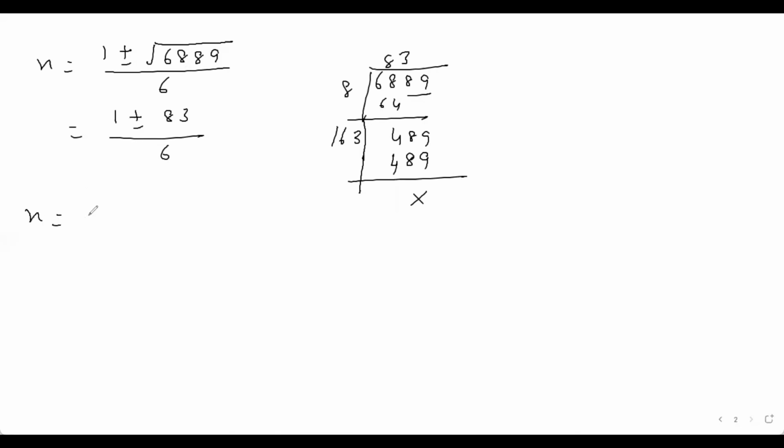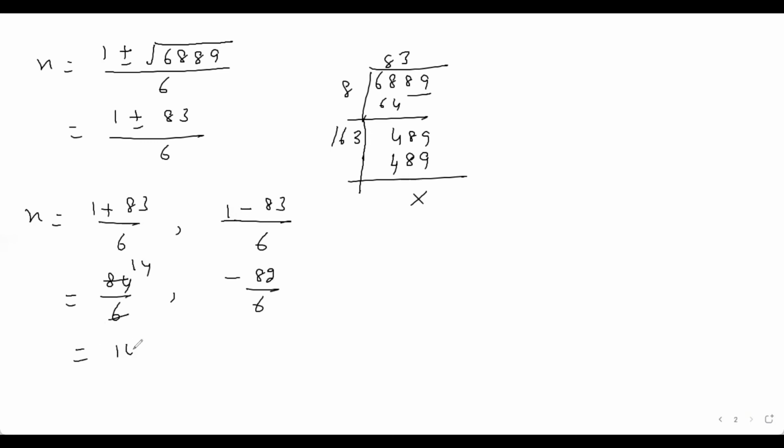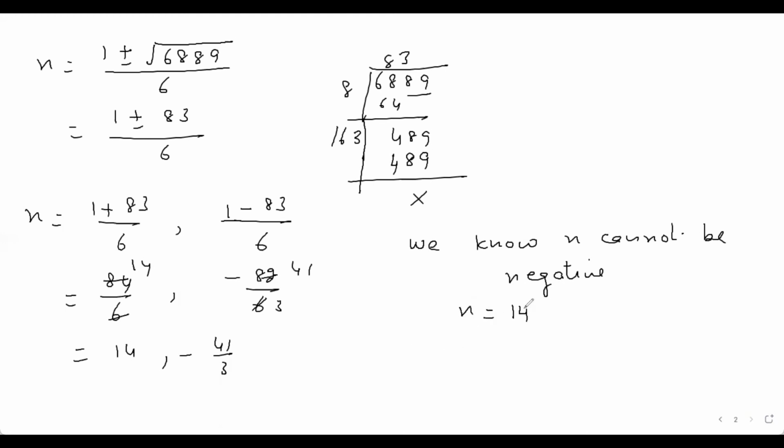It means n is equal to 1 plus 83 upon 6 and 1 minus 83 upon 6. So this is equal to 84 by 6 or minus 82 by 6. So this is 14 or minus 41 by 3. But we know n cannot be negative. Number of terms cannot be negative. Therefore, n is equal to 14.